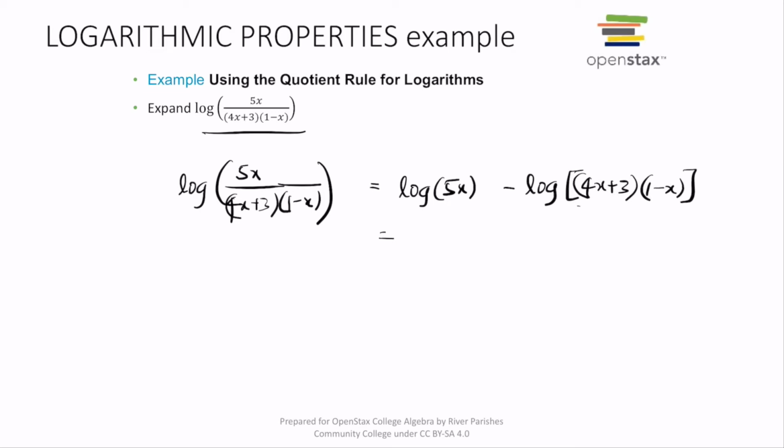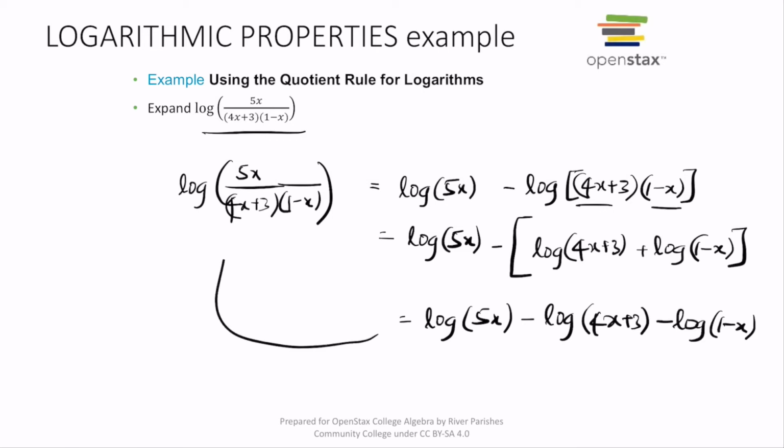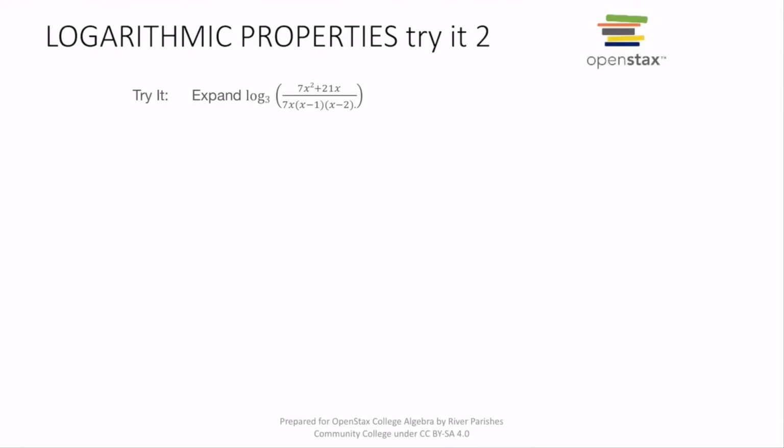Here notice that this is two products. Again, we can split that separately. So it becomes log of 5x. Notice that this minus applies to the entire value. So that becomes log of 4x plus 3 plus log of 1 minus x. So we can write it as log of 5x, and when you multiply by the minus, you get minus log of 4x plus 3 minus log of 1 minus x. So this is the expanded form of this value. Use the same principle now. Pause the video here and try to solve this problem.